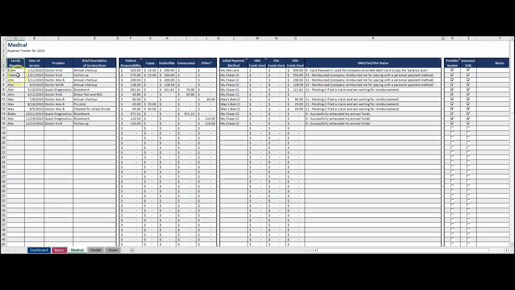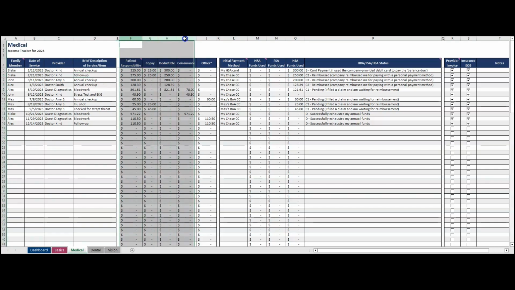The first column is family member, so you would type in the name of the family member that incurred the expense, the date of service, the provider, feel free to type in the specific doctor, the location, the hospital name, whatever triggers your memory. And then the fourth column is a brief description of the service or item. This is more for your sake to remember what the expense is about. Feel free to type in any keywords to distinguish between the different expenses.